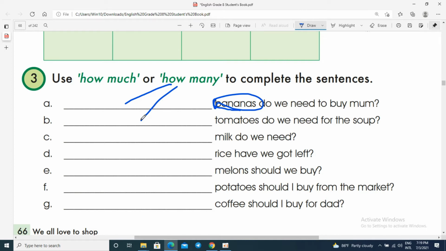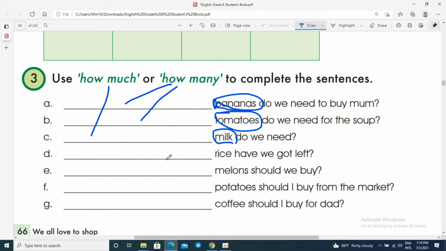And what about milk? You see, tomatoes here, this noun is a plural noun, so we use how many. And what about milk? It is an uncount noun, so we use what? How much, right? How much milk do we need?